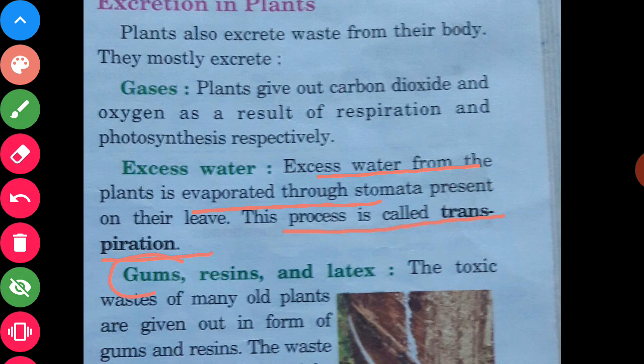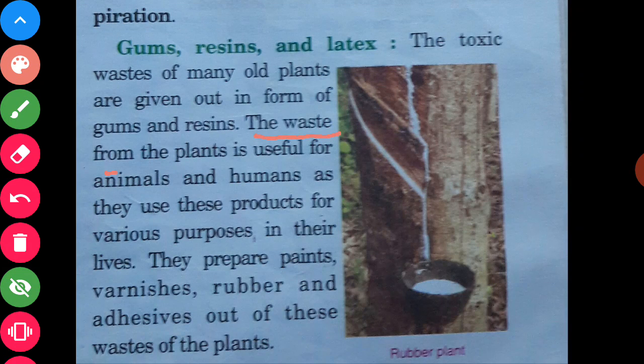Gums, resins, and latex are also excretory products. These are excreted through the stems of plants, and some waxy products are also excreted through the leaves. The toxic wastes of many old plants are given out in the form of gums, and waste products from plants are useful for animals and humans, who use these products for various purposes in their lives.